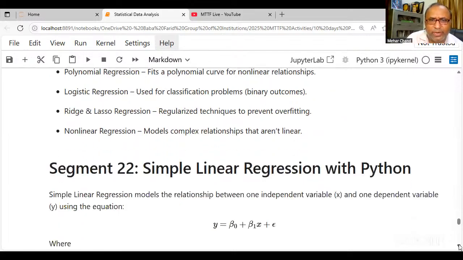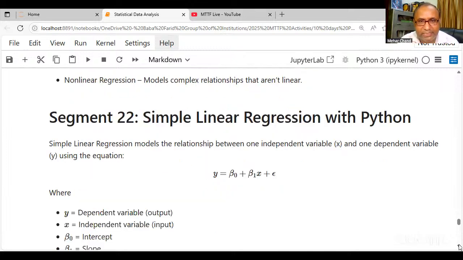So here we have simple linear regression with Python. And the equation you can see: y is equal to beta 0 plus beta 1 x plus epsilon. Epsilon is the error part. Beta 0 is the intercept on the y-axis. Beta 1 is the slope of the line.